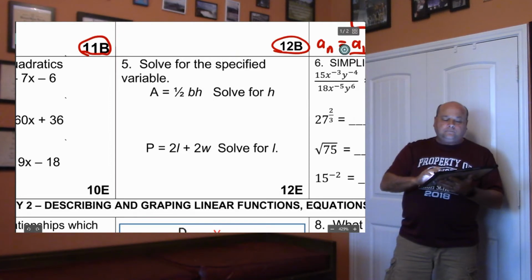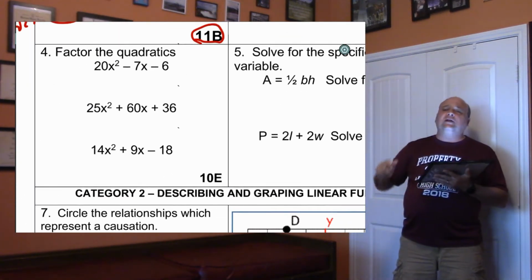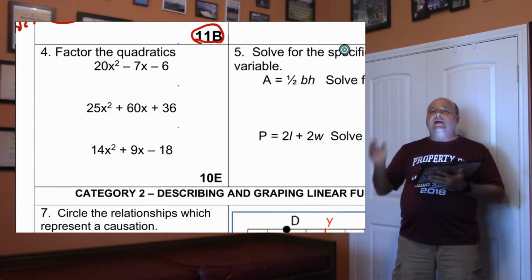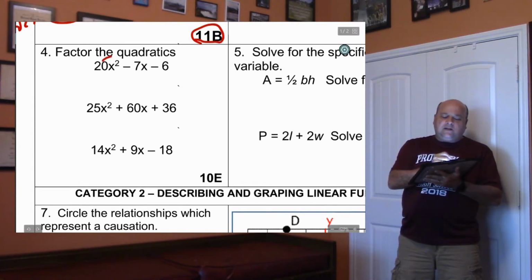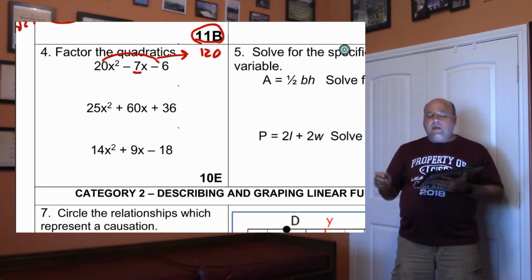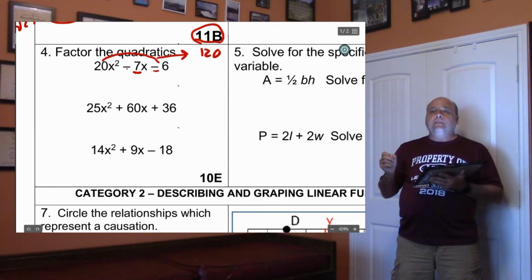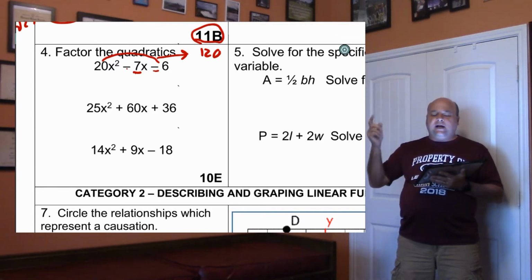Number 4. So on number 4, we got to factor. This is one of the most important things you learn in this class all year, how to factor. So if I were to take the 20 and 6 and multiply it, I get 120. I can't take a GCF out because of the 7. Now then, I want the factors of 120 to subtract and give me 7. Which can I multiply and subtract to get 7?